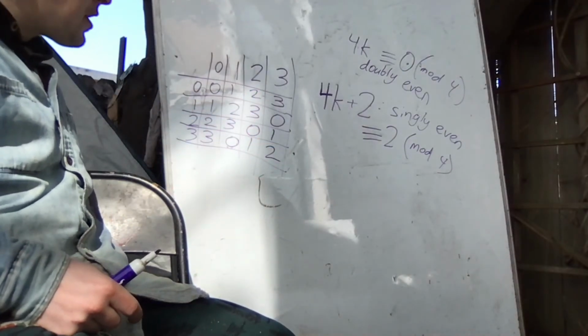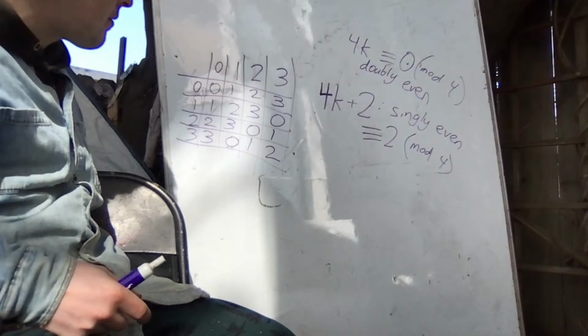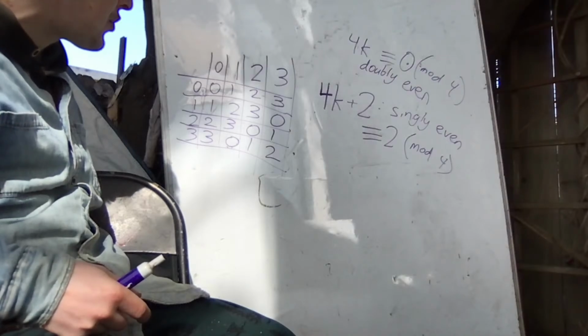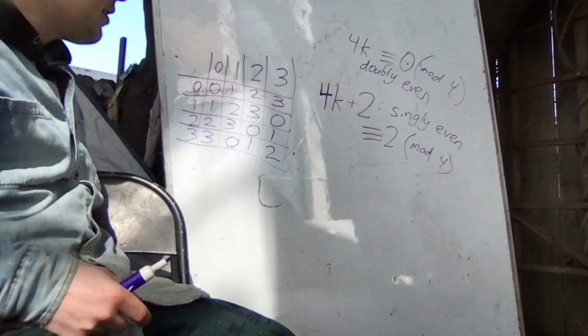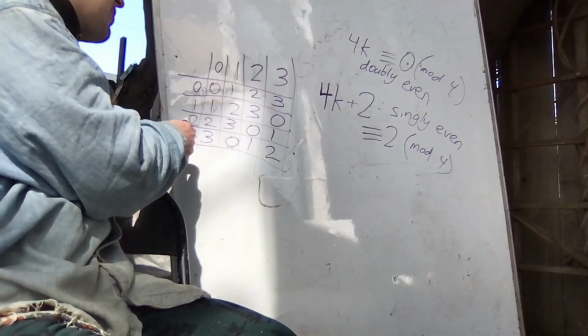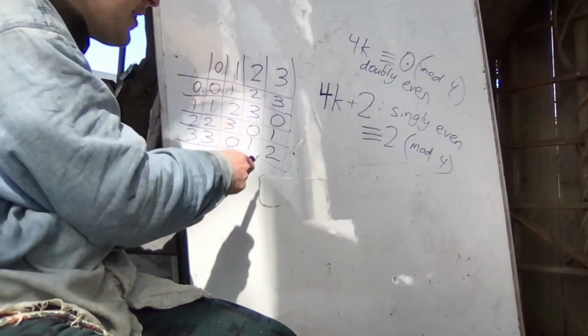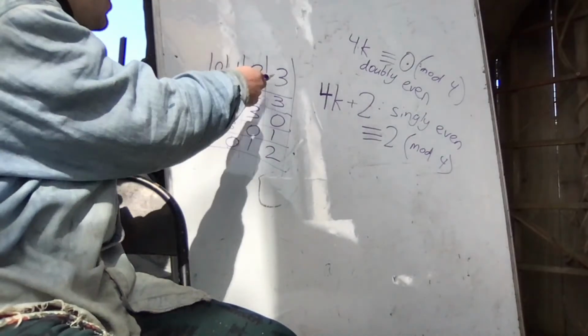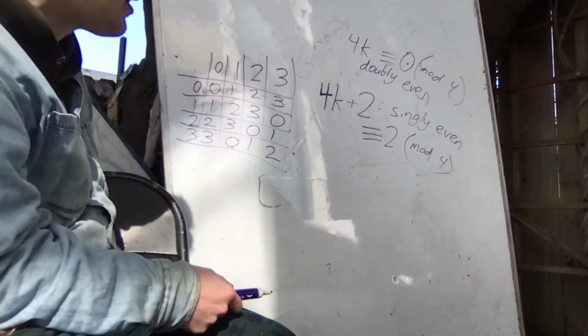So this represents our modular addition patterns, like what happens when I add two singly evens? I get a doubly even. What happens when I add these different types of in-between number?